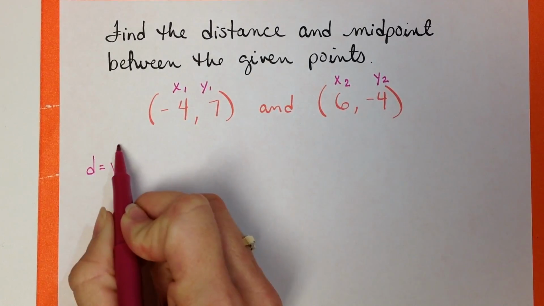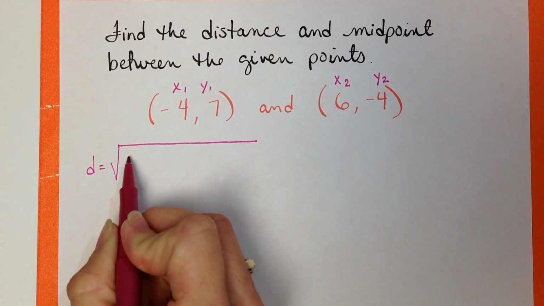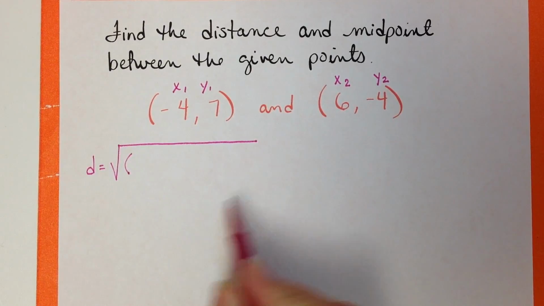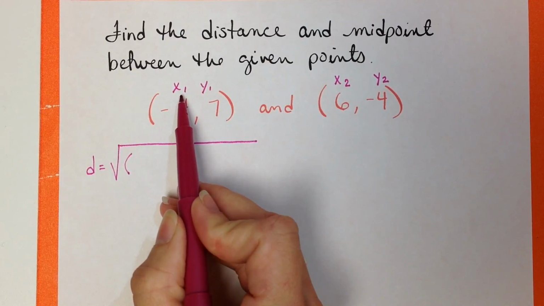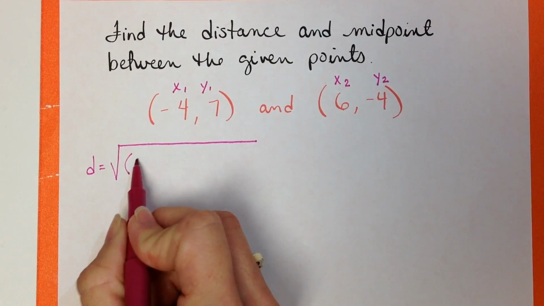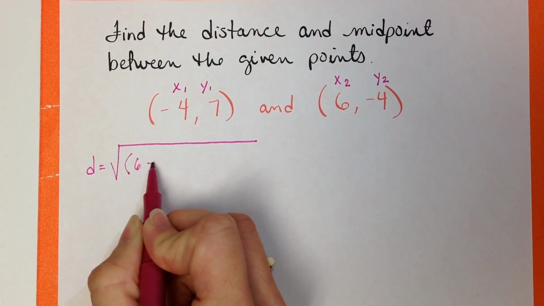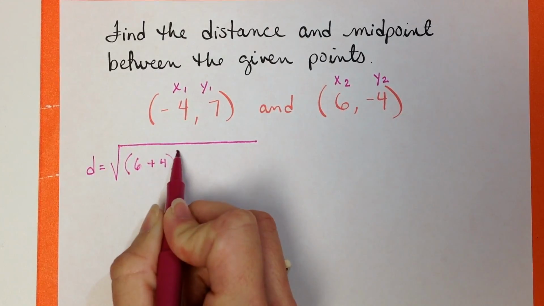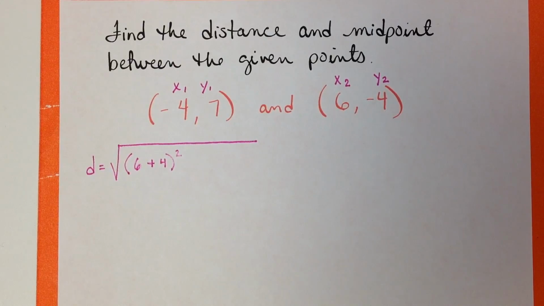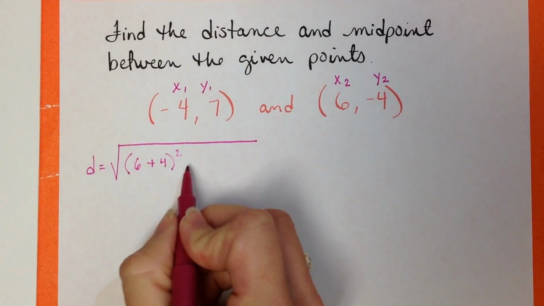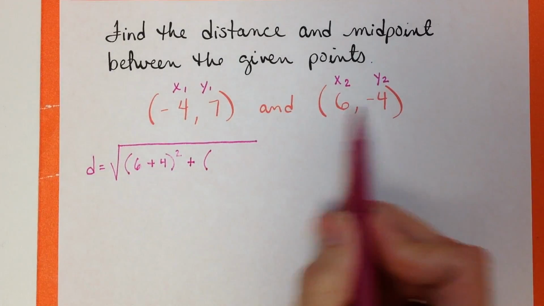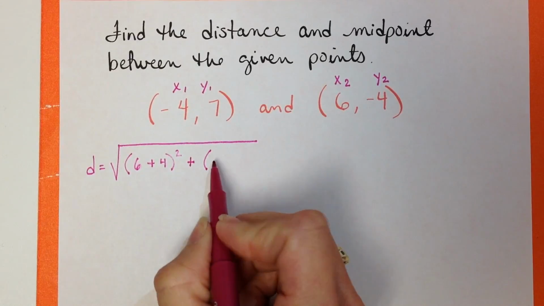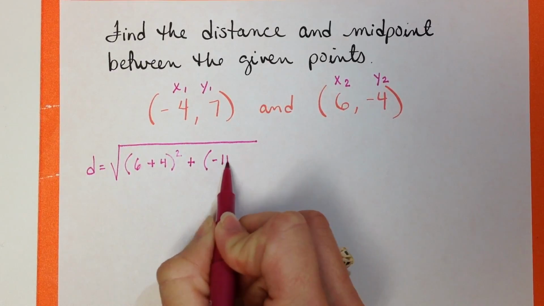So we'll have the square root. Alright, so just following the order of the formula, it started out with x sub 2 minus x sub 1, so that's going to be 6 minus a negative 4. Because that's minus a negative, we can change that to plus. Okay, then in between the 2 parentheses, you'll have a plus sign. And now subtract your y's in the same order, so negative 4 minus 7 will give me negative 11.